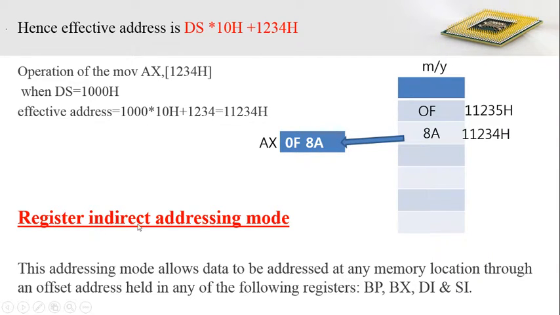So next is about register indirect addressing mode. This addressing mode allows data to be addressed at any memory location through an offset address held in any of the following registers: BP, BX, DI or SI. Okay, that means the offset or the displacement value is given in the instruction as a register content, and the register may be BP, BX, DI and SI.